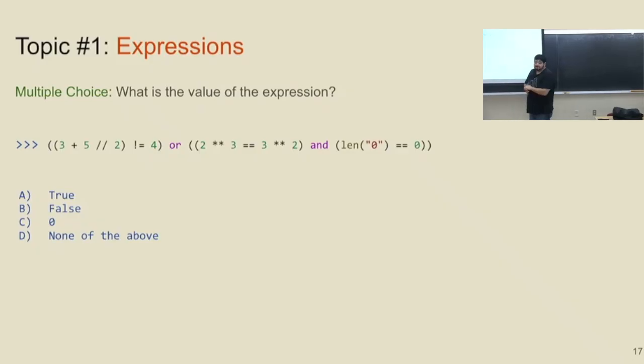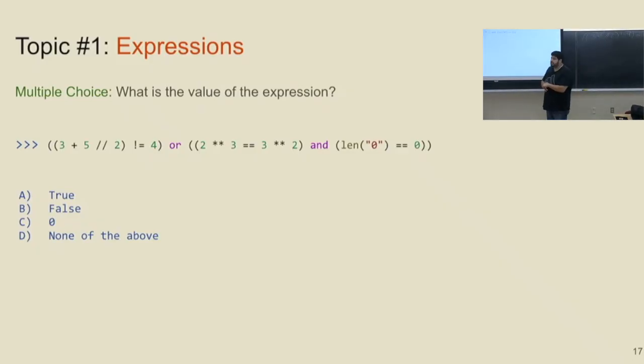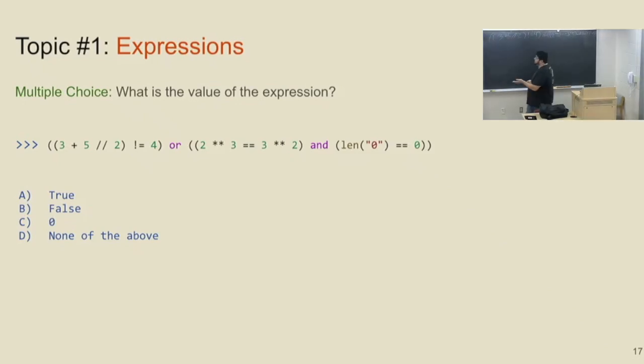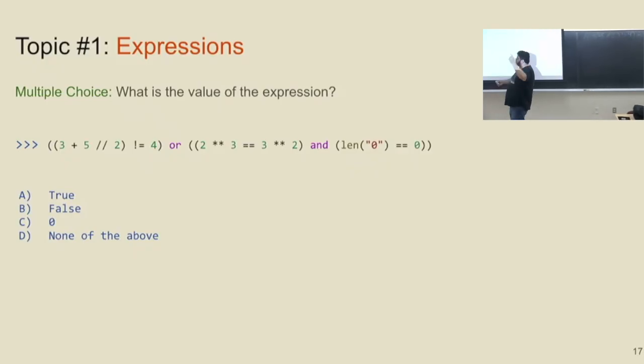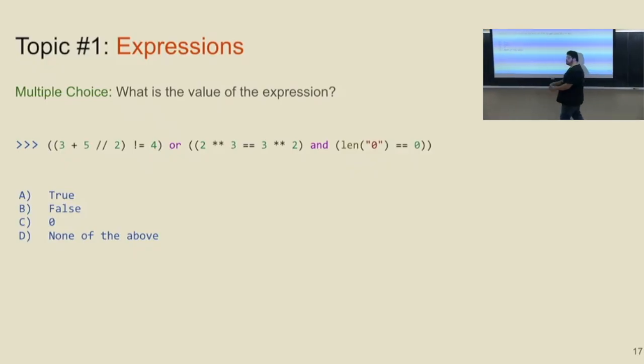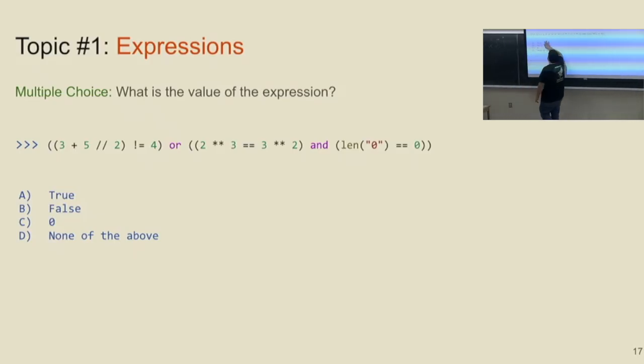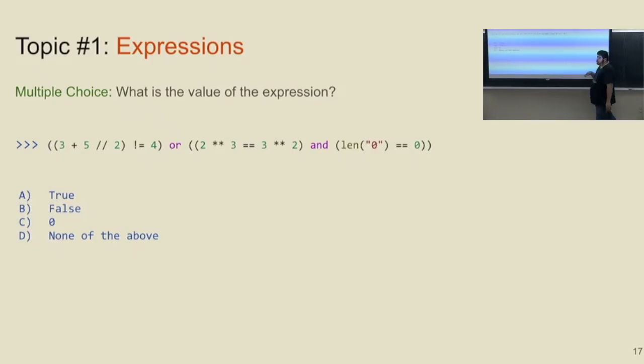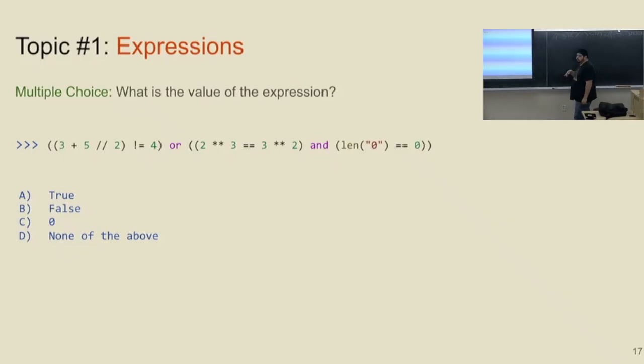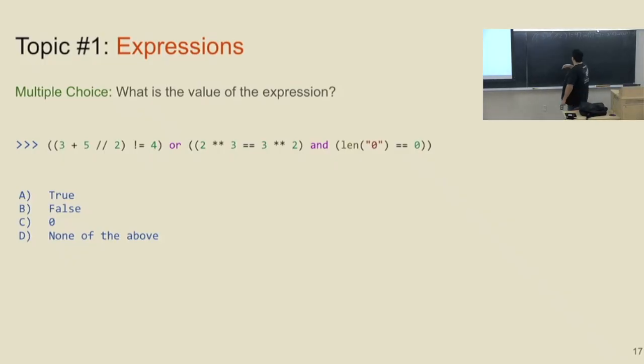2 minutes. What's the answer? False. Why? We go outside, right? First order of operation, parentheses. Let's do everything inside the parentheses first. What is 3 plus 5 divided by 2? First we do the 5 divided by 2, right? Because that's the order of operation.